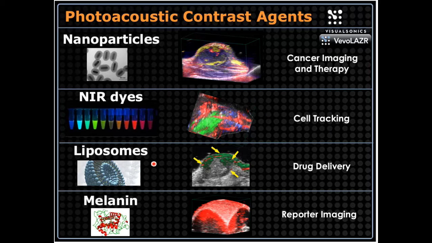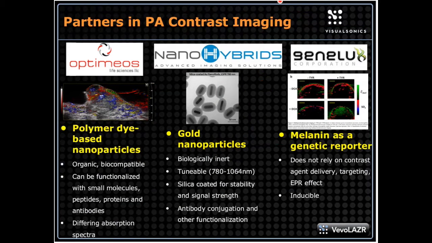Liposomes are another one. So the paper I just presented was using a liposome-based system for doing things like drug delivery, for example, and then Dieter talked already about using melanin as a reporter for doing genetic reporter imaging. I want to talk about some of our partners in some of the contrast imaging. First, there's a company called Optimios who has licensed a technology from Princeton for a polymer dye-based nanoparticle. Again, now we've got this polymer, it's got a dye in it, so we're able to see it with photoacoustics and potentially also with fluorescence.